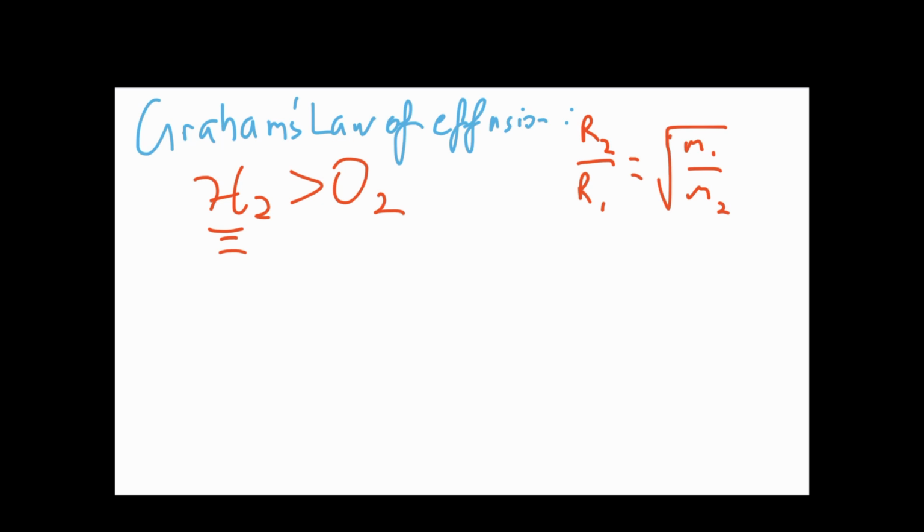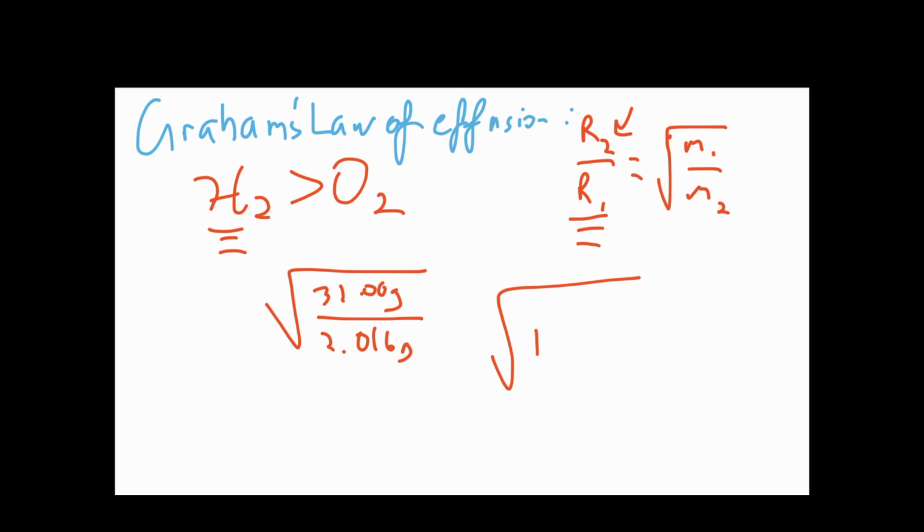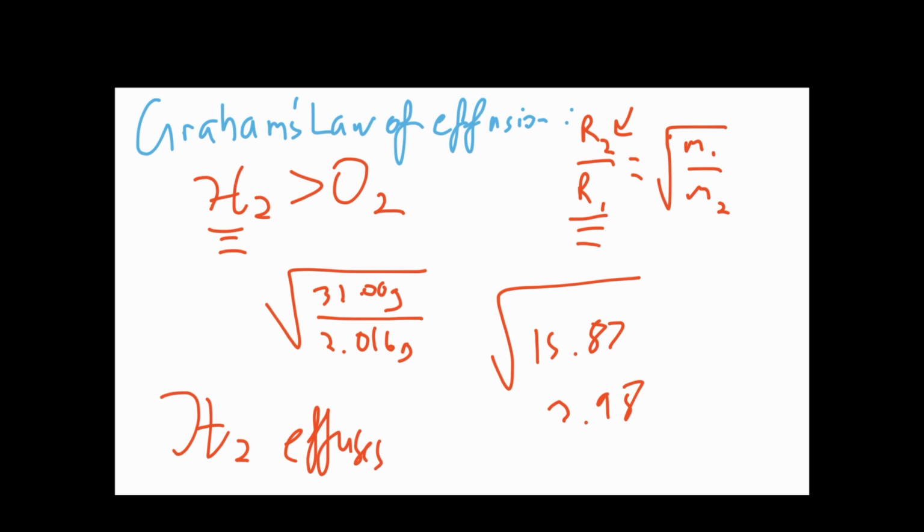So, first thing we have to do is find our molar masses. Our molar mass of our first gas, which is going to be oxygen, since we want oxygen on the bottom, is going to be 32.00 grams. Our molar mass for our second gas, which is hydrogen, because we want it to be on the top here since it's faster, is going to be 2.016 grams. When we divide that, we get about 15.87, and the square root of that is going to be 3.98. Therefore, hydrogen effuses 3.98 times as fast.